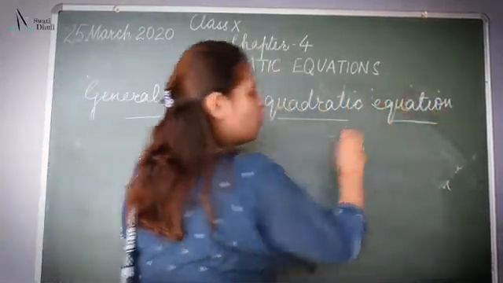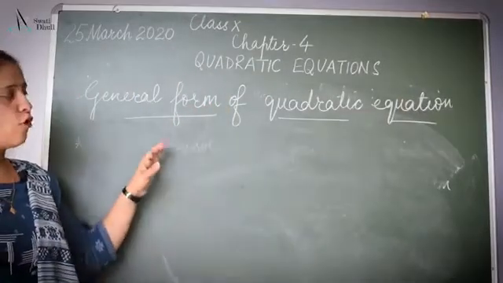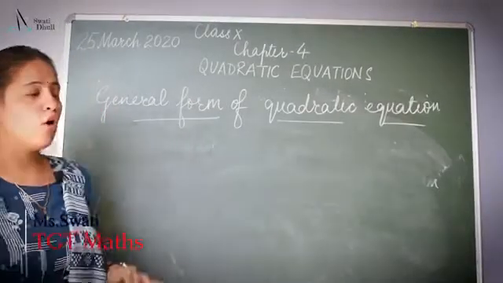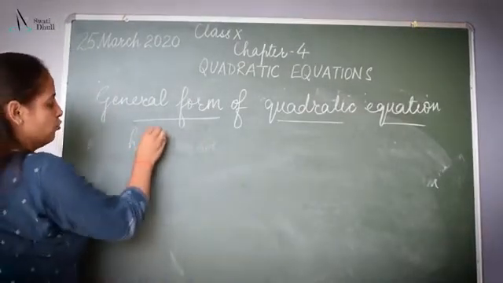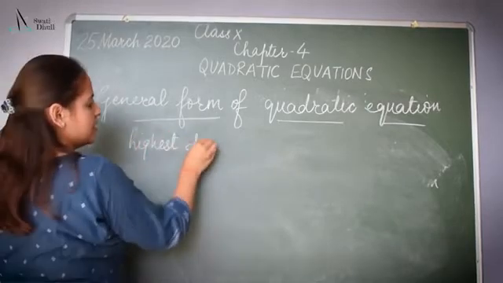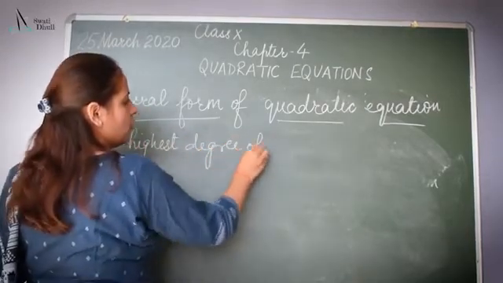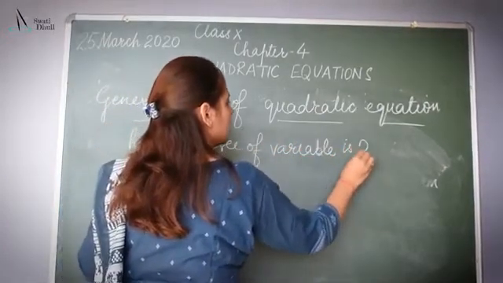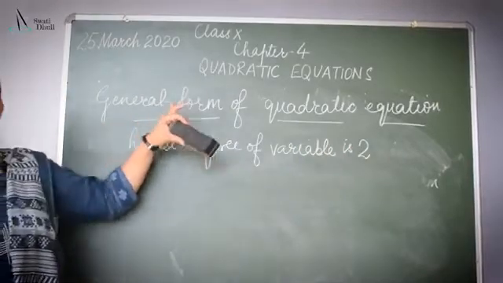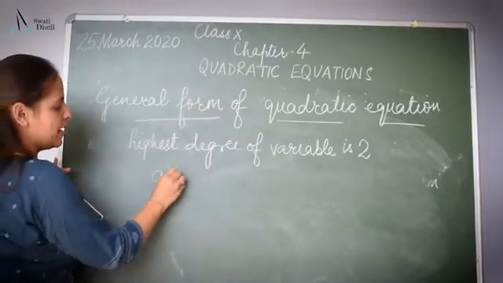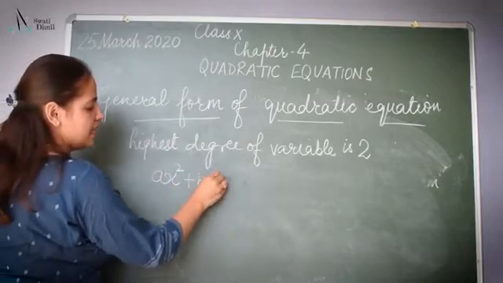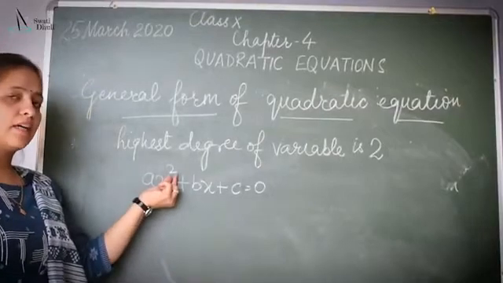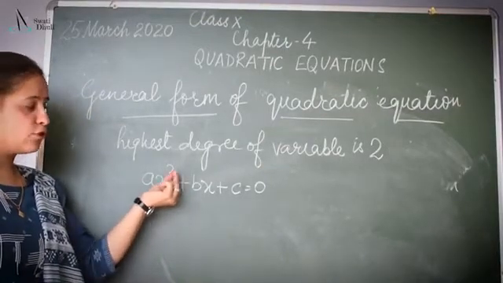General form of quadratic equation, as we have already studied in quadratic polynomials, the highest degree of the variable is 2. So the general form of quadratic equation is of the form ax square plus bx plus c is equal to 0. Here the highest degree of the variable x is 2.